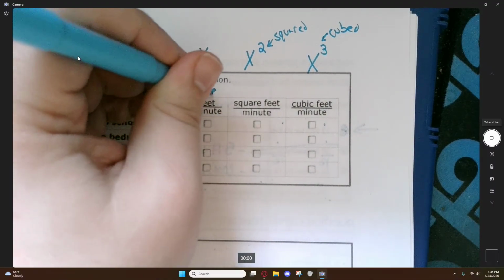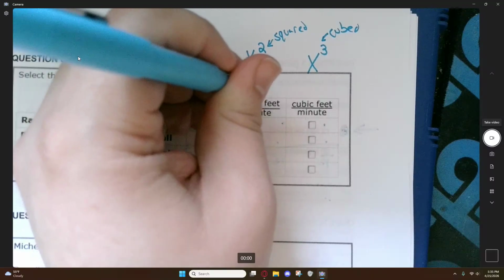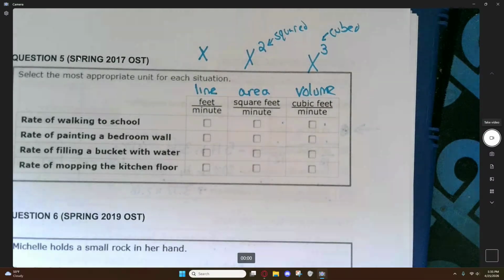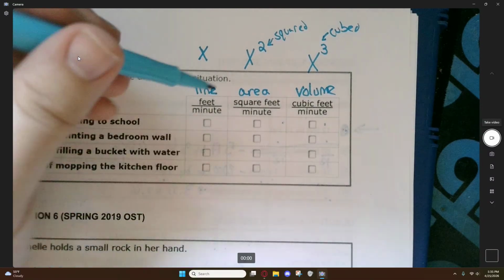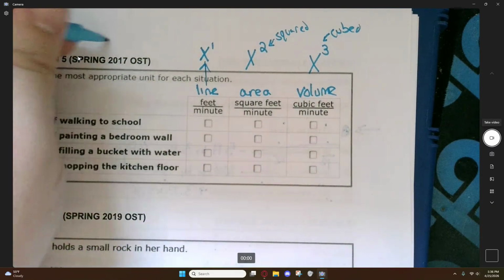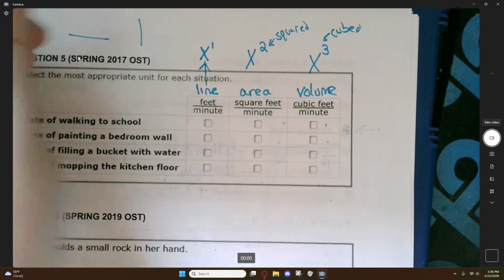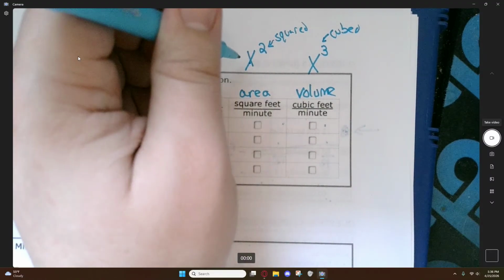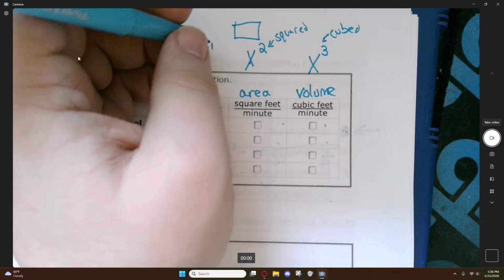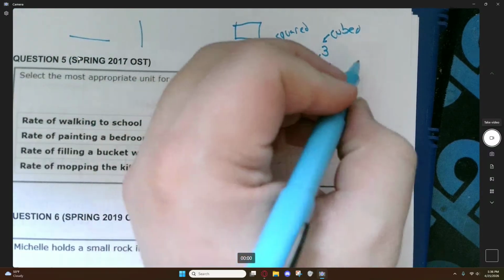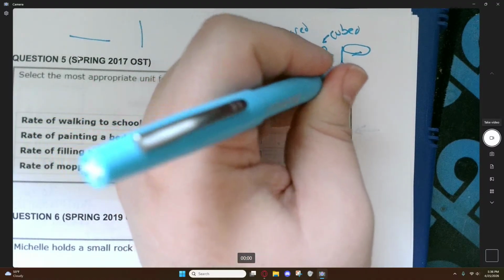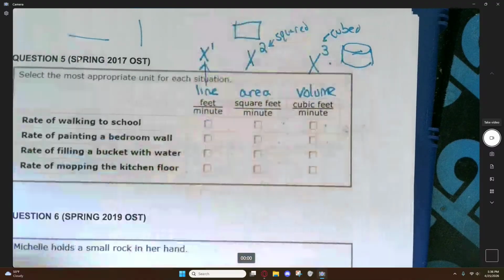Feet per minute works in a line. Square feet per minute works in an area. Cubic feet per minute works in volume. You're thinking of one dimension, either going left or right, or up or down. 2 dimensions, where you're thinking of filling in some sort of box. Or 3 dimensions, where you're thinking of filling a 3-dimensional shape. Imagine, say, for drawing that off the cuff.